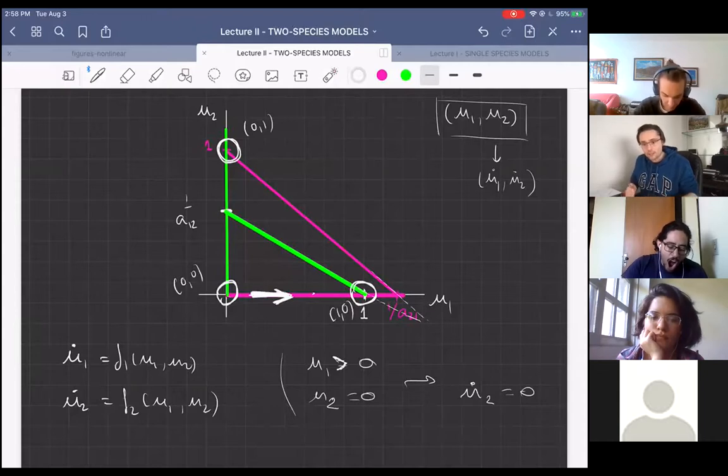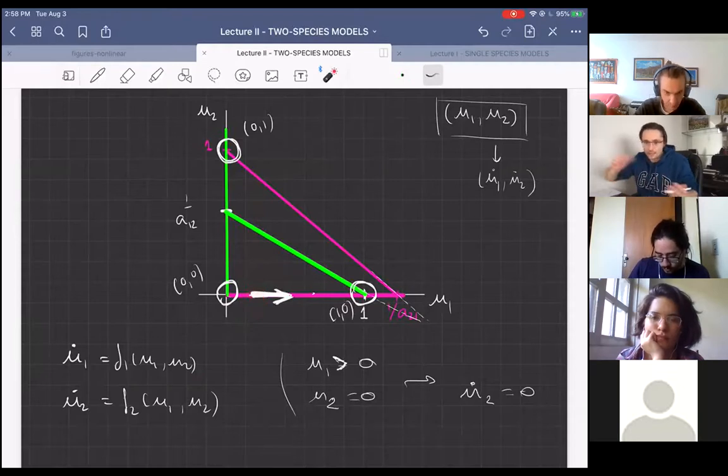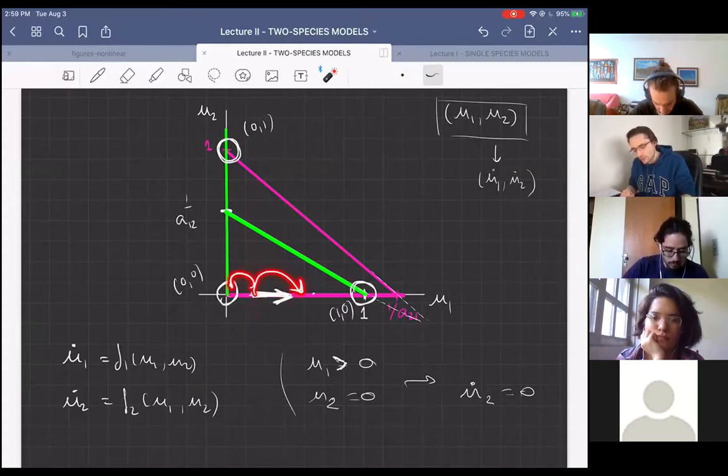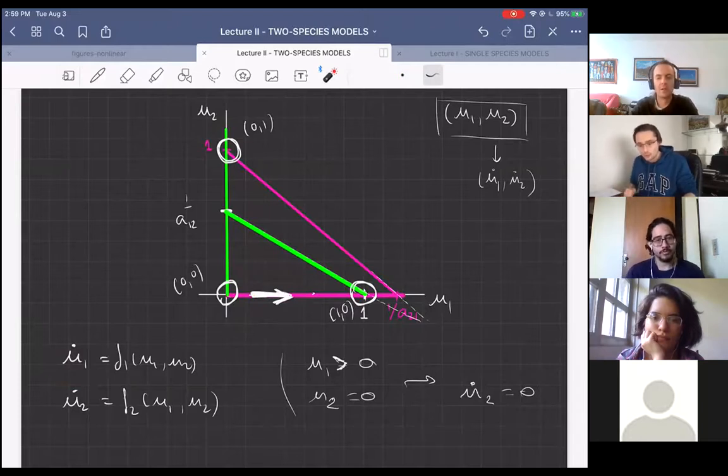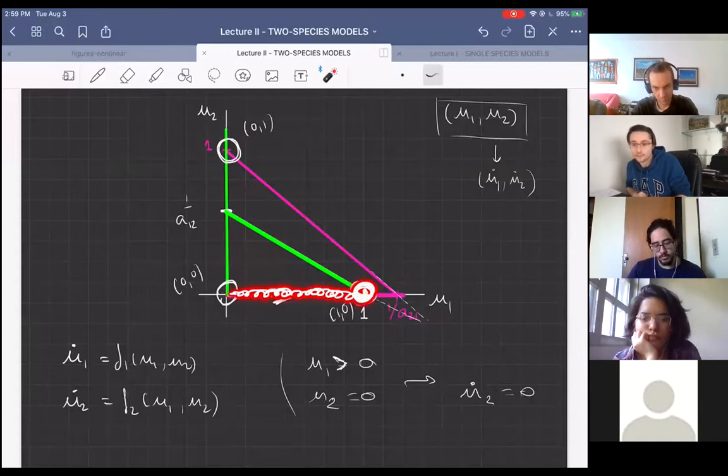Why? Because U2 doesn't change. That means that I don't move vertically, right? If U2 is equal to 0, it has to stay 0. I cannot go down, because negative cannot be. So I'm moving in this direction. Now, I'm going to move to the right or to the left. If the time derivative of U1 is positive, I'm going to move to the right. My population size is going to grow. So my system is going to move along this line, and it will reach this point. And then it will stay stationary.